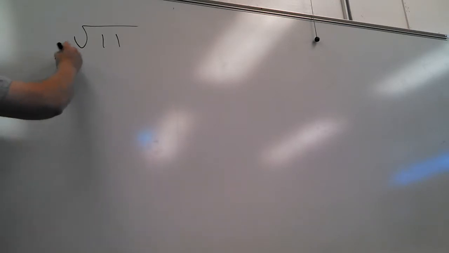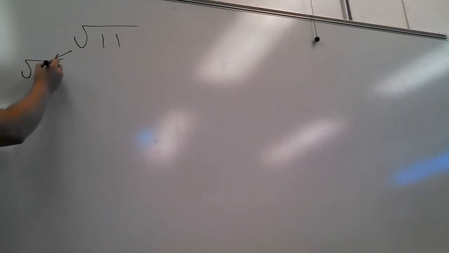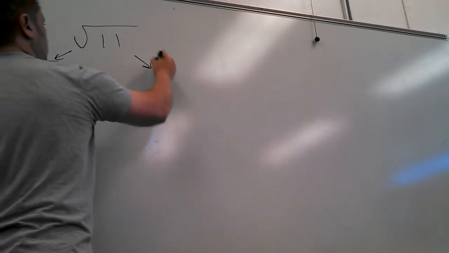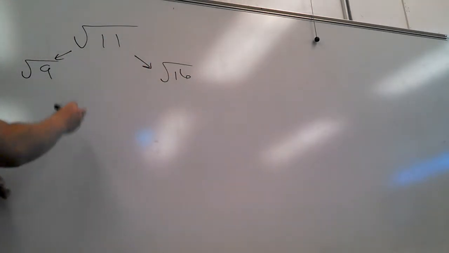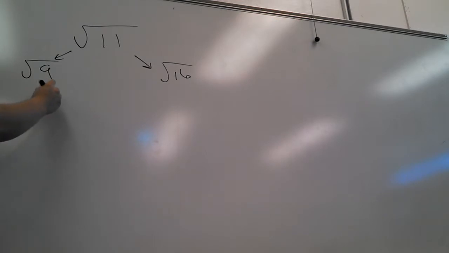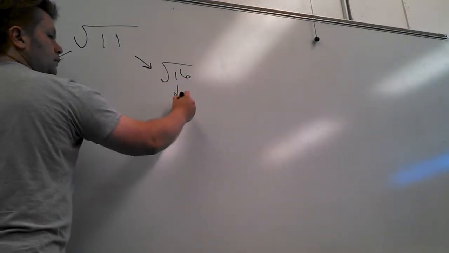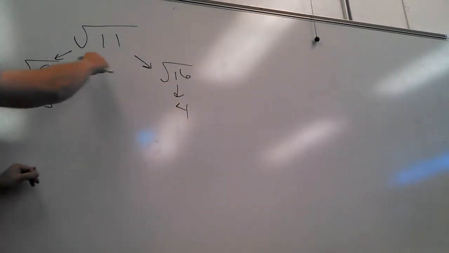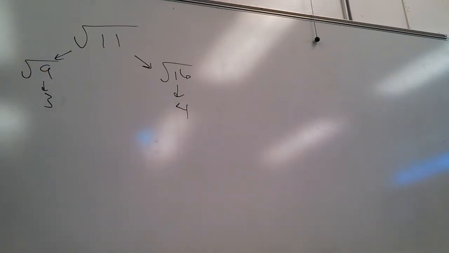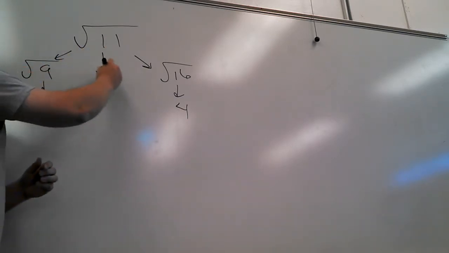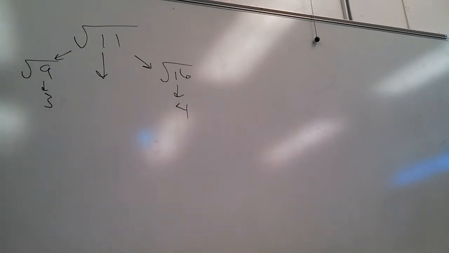Square root of 9, I can do, and square root of 16, I can do. So since the square root of 9 is 3 and the square root of 16 is 4, the square root of 11 must be some decimal in between 3 and 4. Just guess. 3.317. So then you can put that in the calculator and figure out what it is. That's what it is. There you go.